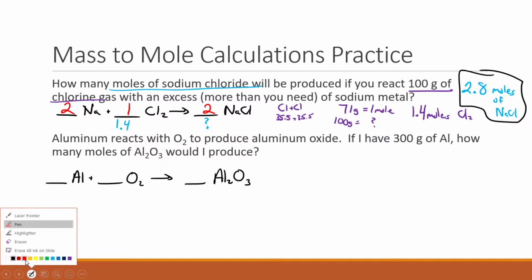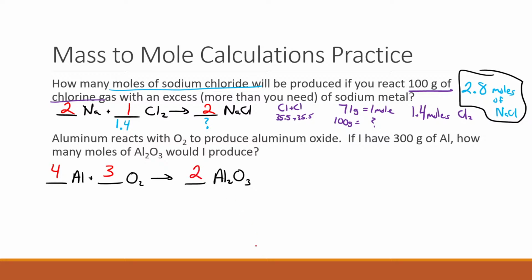In our second one, we have another equation that needs balancing. We need to put a 2 in front of the aluminum oxide here because of our odd number of oxygens. If you tried putting a 1 there, you'd find that it doesn't work. A 2 gives me 4 aluminums, 6 oxygens. 4 aluminums, 6 oxygens.